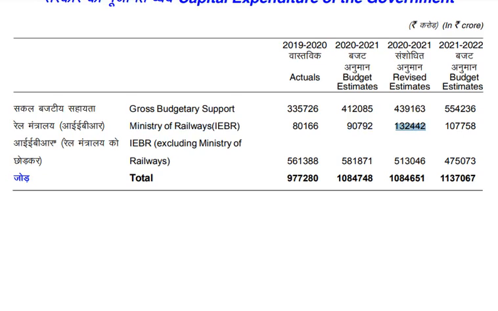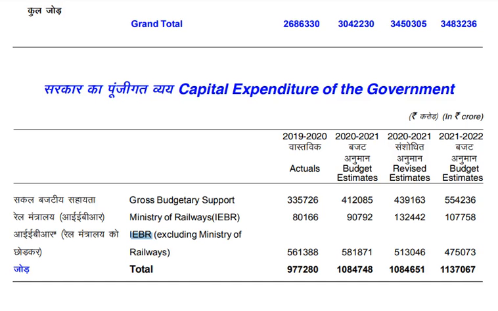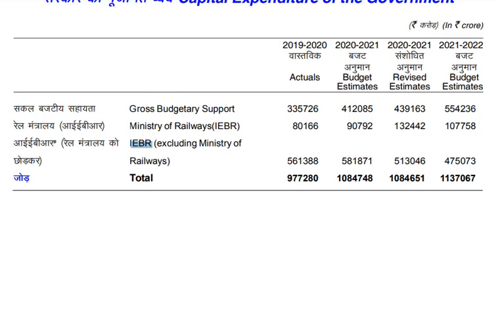Then comes IEBR, which is nothing but internal and extra budgetary resources. These are resources raised by PSUs through profits and equities. It is about in what way they can increase extra sources of income. For that reason they utilize IEBR, and this is excluding the Ministry of Railways. In this manner the central government spends its money.